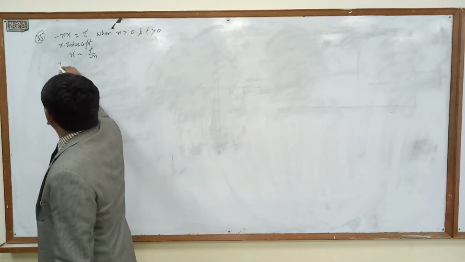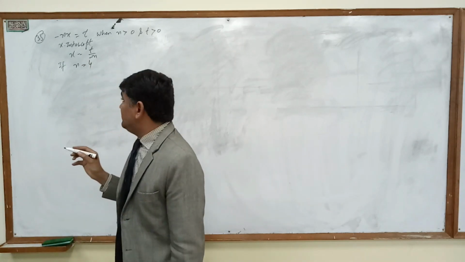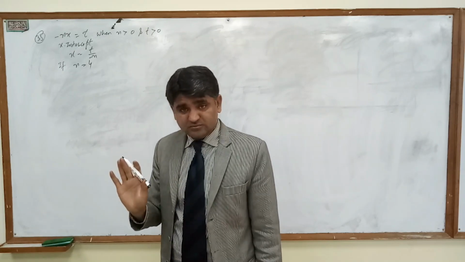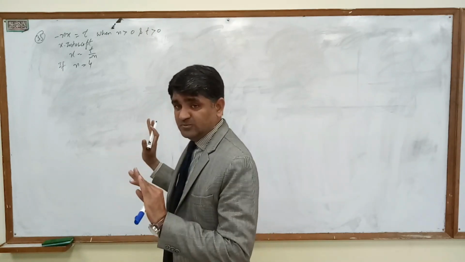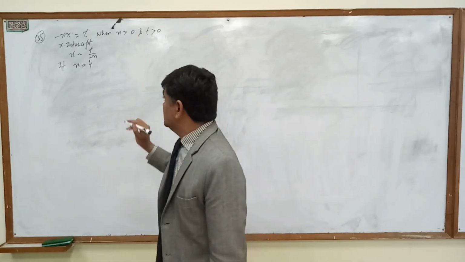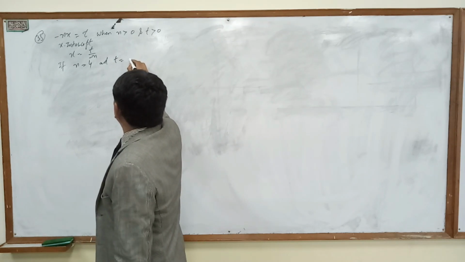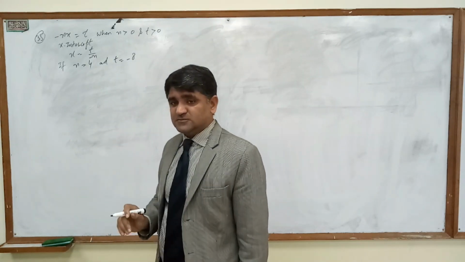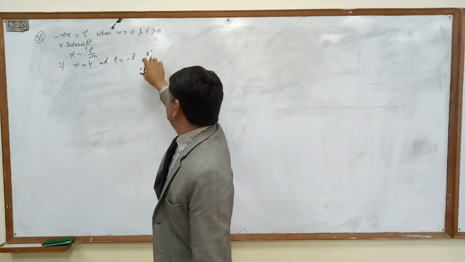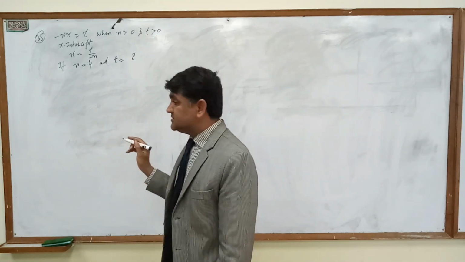If I assume n is 4, but it's up to you. Whatever you want, you can assume, but it should be a positive value, not a negative value. And t, I suppose, minus it? No, we can't take minus, plus it. We can't take minus because we are bound. It should be greater than a positive value.